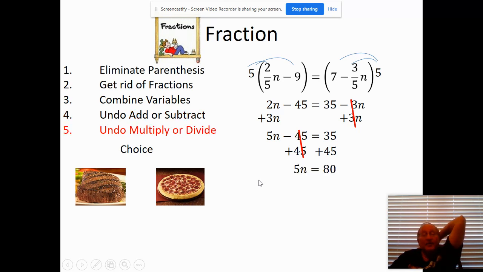Divide each side by 5, and do by multiplying or dividing. And when I do to one side, I do to both. The 5s will cancel. So then do that multiply by divide. So that means n is equal to 16. Now that was one way to work it.